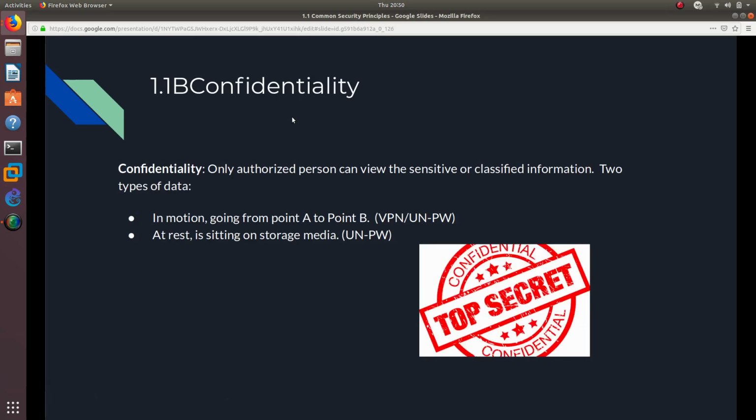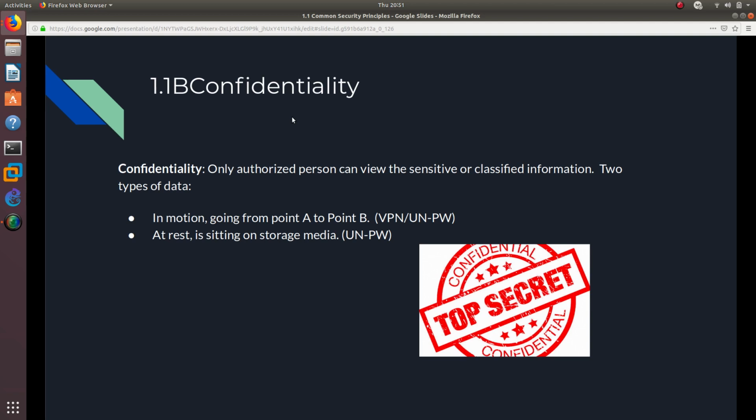Our very first topic, we're going to talk about confidentiality and what confidentiality is for the CCNA security. Confidentiality, what this means in the CCNA security exam, is that only authorized persons can view the sensitive or classified data or information. And there are two types of data for the CCNA security exam that you need to know. One is data in motion and the other one is data at rest. Data in motion is going from point A to point B, and data at rest is sitting on a storage media.